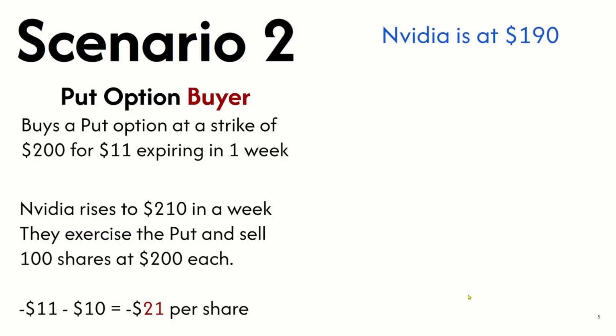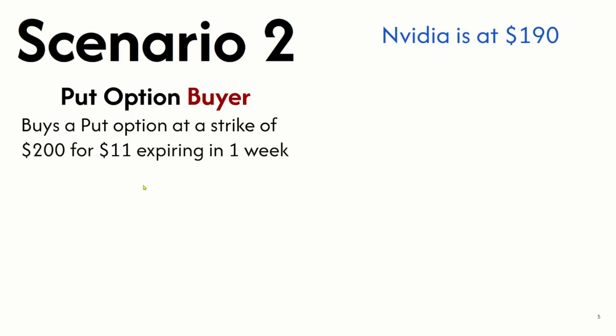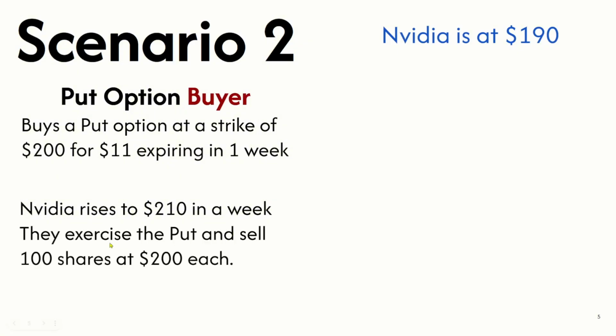Let's look at scenario 2. So we're a put buyer. We want the shares to go down. NVIDIA rises to $210 in a week. So they exercise the put and they sell 100 shares at $200 each. Now, we're going to explain why this is not the best thing to do. Exercising is not always the best thing to do.